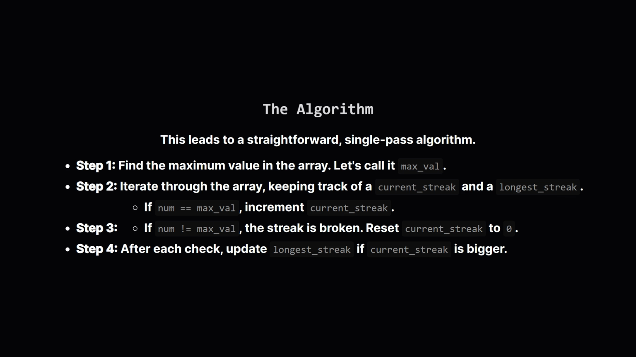So our final algorithm is pretty clean. First, we'll do a quick pass to find the maximum value in the entire array. Then, we'll go through the array one more time. We'll use a counter for the current streak of max values. If we see our max value, we increment the counter. If we see any other number, the streak is broken, so we reset the counter to 0. All the while, we'll keep another variable to remember the longest streak we've seen so far.